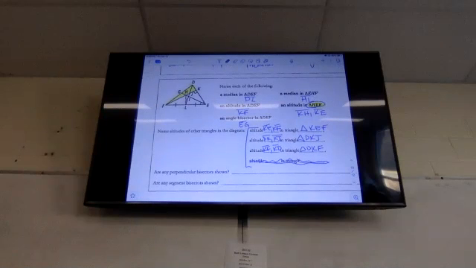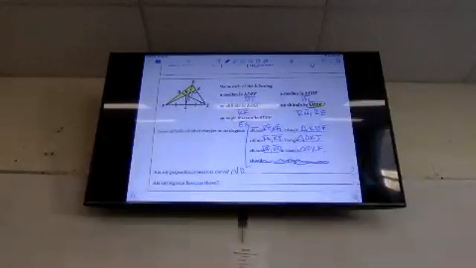All right, and then the last 2 questions just ask, are there any perpendicular bisectors? Are there any segment bisectors? So perpendicular bisector, what does that need to have? A right angle and a midpoint. Do we have any perpendicular bisectors? Nope. We can look at our one midpoint and see if there's a perpendicular mark there. It's not. We can go to our perpendicular mark and see if there are midpoint marks there. There are not. So we do not have any perpendicular bisectors.